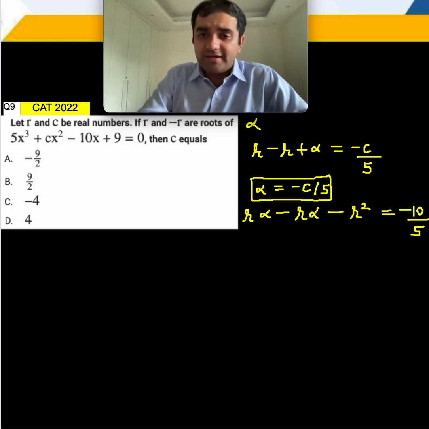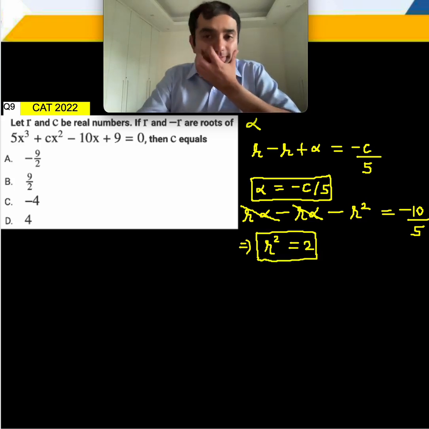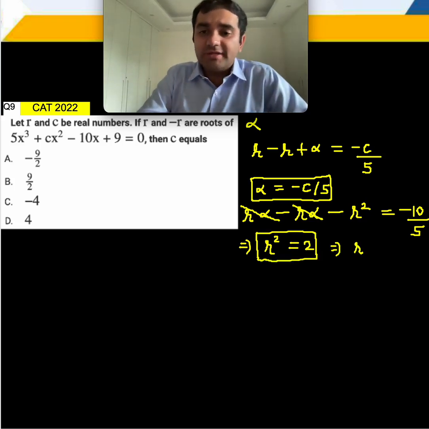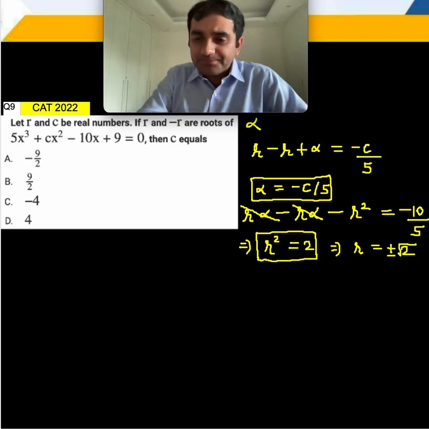r, alpha cancel, so r square is equal to 2. ये तो बहुत बढ़िया हो गया. If r square is 2, that means r is plus minus root 2. So let's take one of the values. root 2 को लेके वैल्यू डालते हैं.